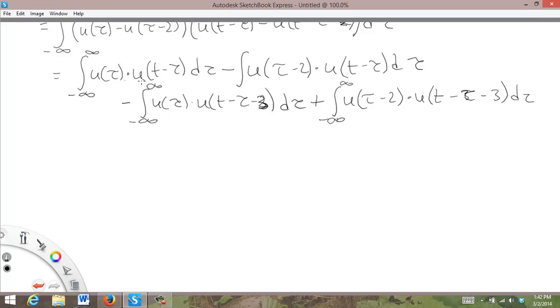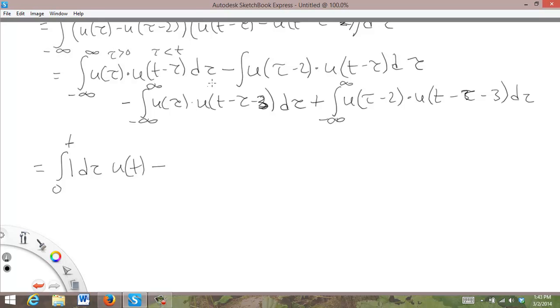Now for each of these products, the u is either 1 or it's 0. This first term is 1 when tau is greater than 0. The second term here is 1 when tau is less than t. So they're both 1 in the interval from 0 to t. So this equals the integral from 0 to t of 1 d tau. But t has to be greater than 0, so I'm going to put a u of t after it. It's not part of the integral.